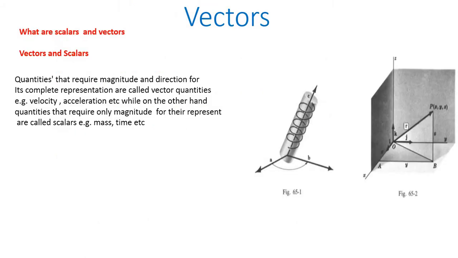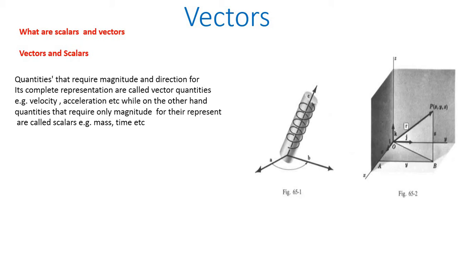Now, first of all, we will see what vectors and scalars are. Quantities that require magnitude and direction for their complete representation are called vector quantities. For example, velocity, acceleration, etc. While the quantities that require only magnitude for their complete representation are called scalar quantities. For example, mass, time, etc.